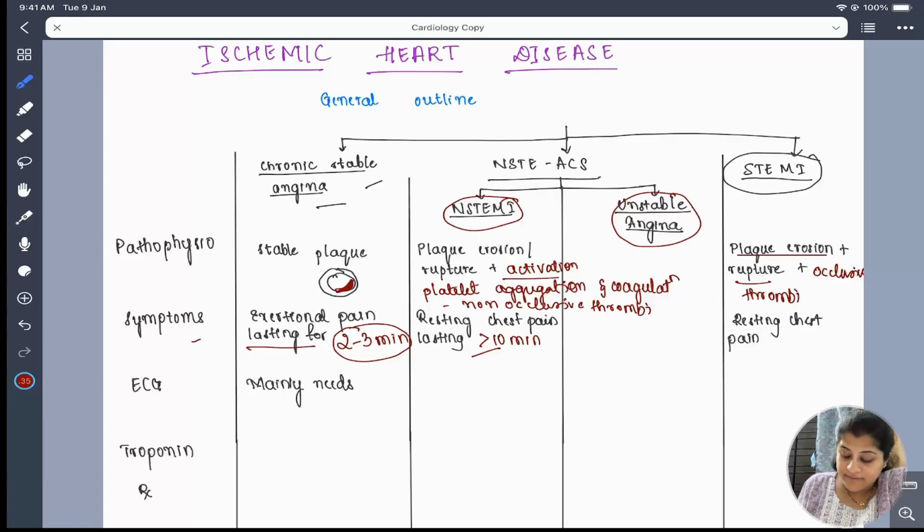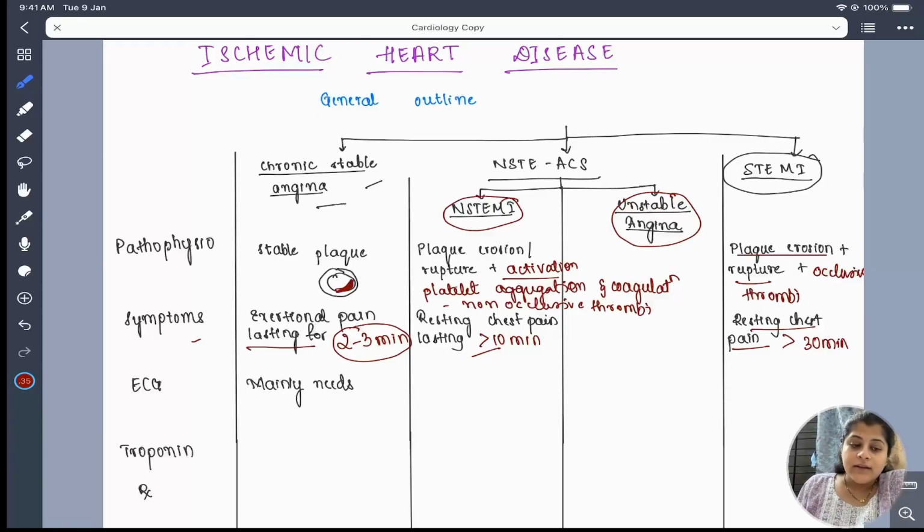Is this clear? Now if you come to STEMI, STEMI is even more severe. Why? Because there is occlusive thrombi. So here the patient complains of resting chest pain lasting for more than 30 minutes. Is this clear?